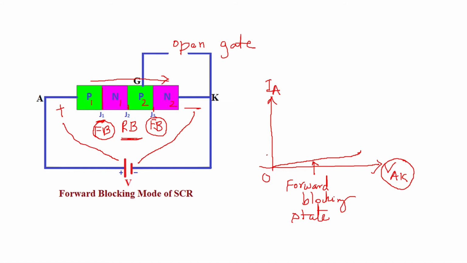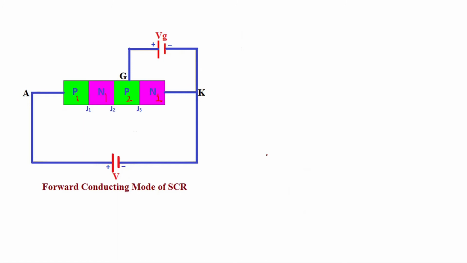Okay, then if you apply a gate pulse, in this diagram we have shown that junction J1 is forward biased, junction J2 is reverse biased, and junction J3 is forward biased. So this voltage is applied, anode is made positive and cathode is made negative. And then you can see that there is an application of gate also. Now the gate is applied here, so here you are applying a gate pulse.